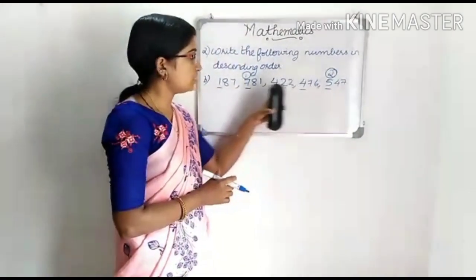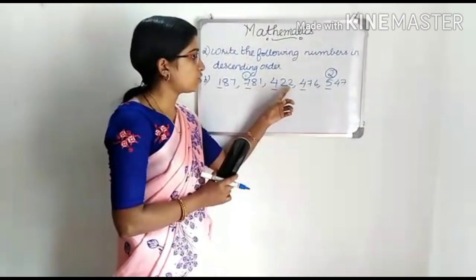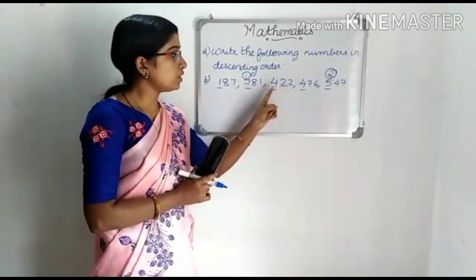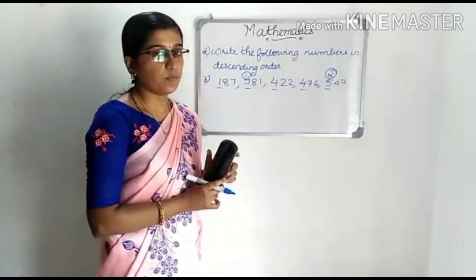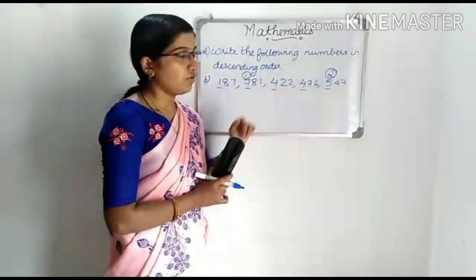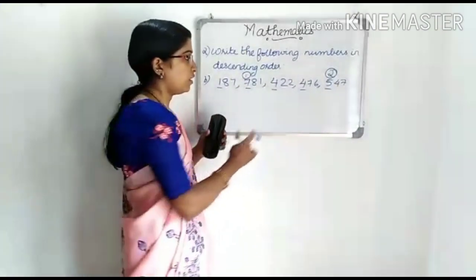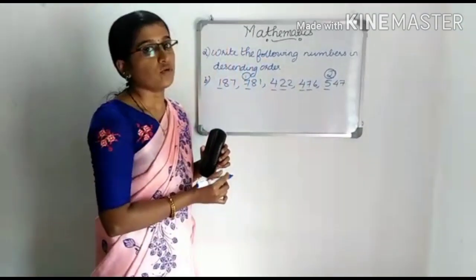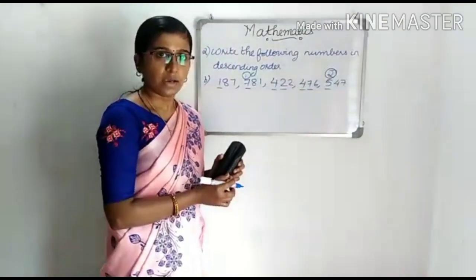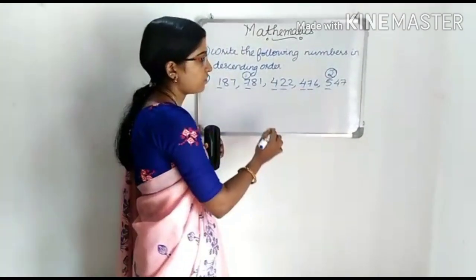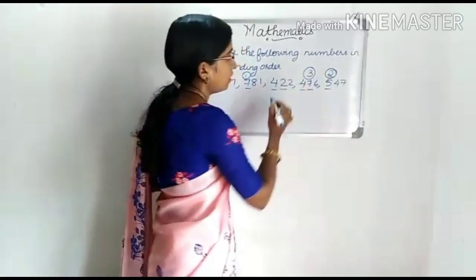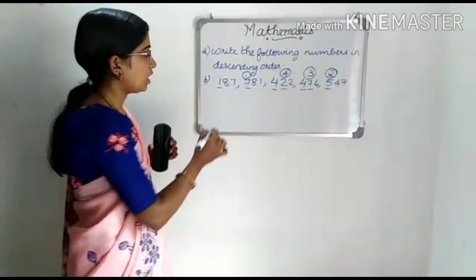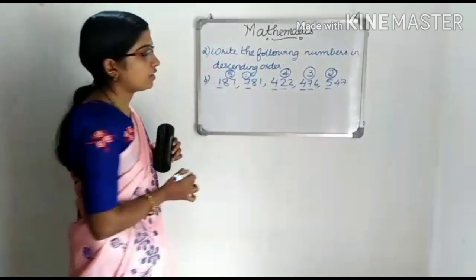Then we should compare these 3 numbers, 187, 422 and 476. Out of these 3 numbers, there are 2 numbers with 4 in the hundreds place. So we should compare the tens place. In 422, it is 2 and in 476, it is 7. So which is greater, 2 or 7? Yes, 7. So the number 476 is the next number. And the fourth number will be 422. So the last number is 187.